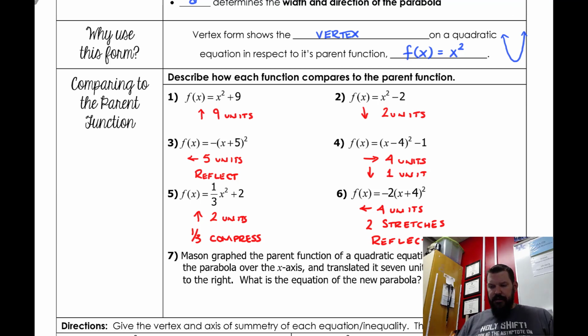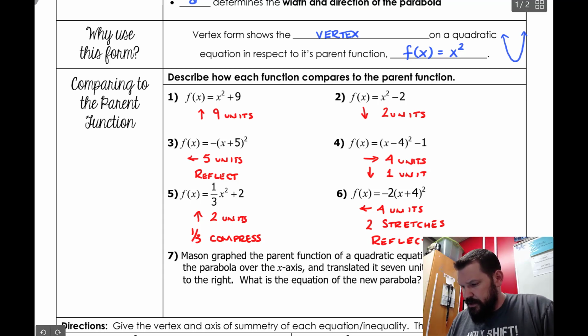So there we have just some basic transformations that we have already talked about previously. When we look at number 7, we're actually going to take transformations and create the graph. It says Mason graphed the parent function of a quadratic equation. So we know that the parent function of a quadratic is x squared. Then he reflected it over the x-axis, so that means we're going to have negative x squared.